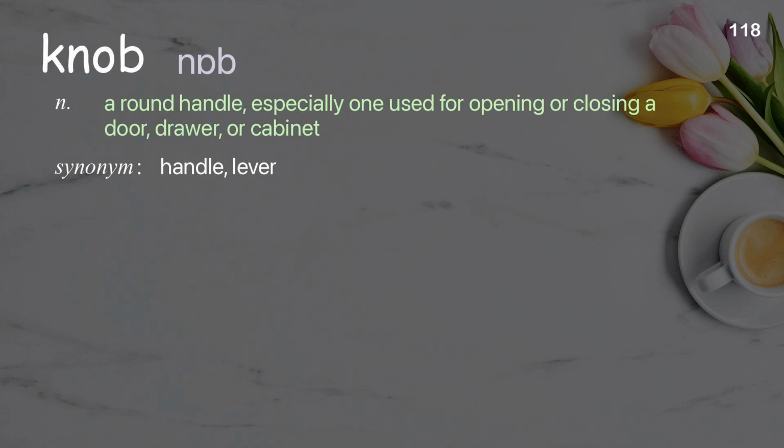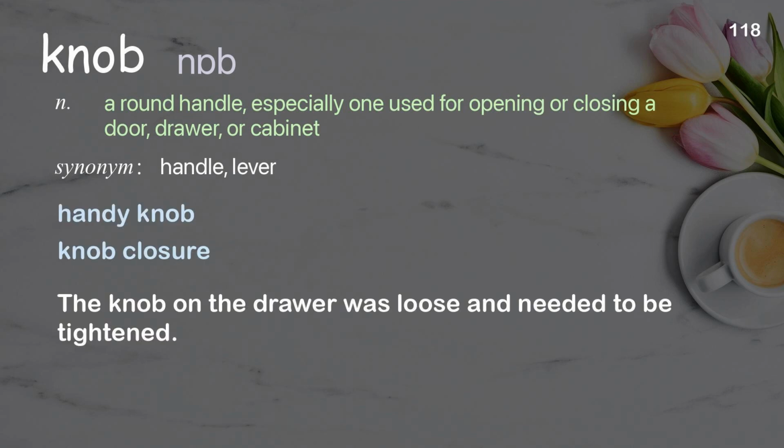Knob. A round handle, especially one used for opening or closing a door, drawer, or cabinet. Examples. Handy knob. Knob closure. The knob on the drawer was loose and needed to be tightened.